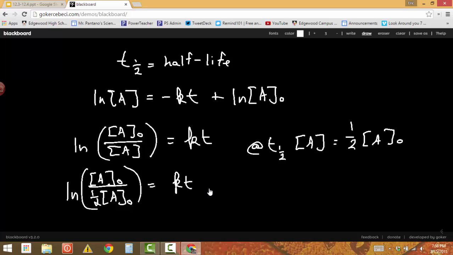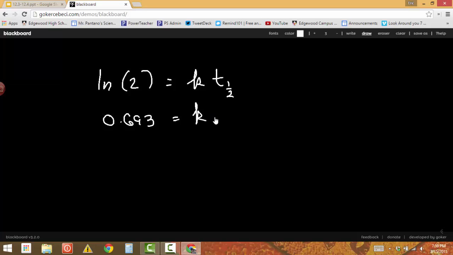Okay? So the natural log of 2 is equal to k times t. t1/2 we're at now, right? Natural log of 2 is 0.693, and that's equal to k times t1/2. And so solving for t1/2, I get t1/2 is equal to 0.693 over k. Okay? So that's where I get the formula for half-life. What's interesting, though, if you notice, in the formula for half-life, there is no concentration term.